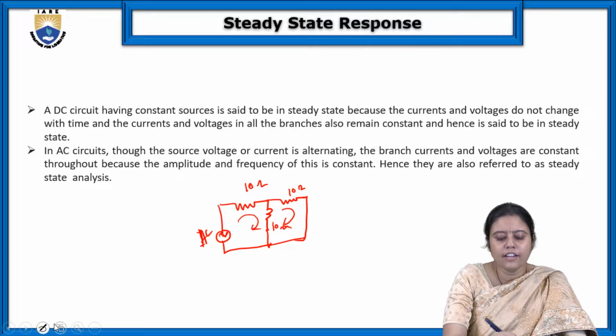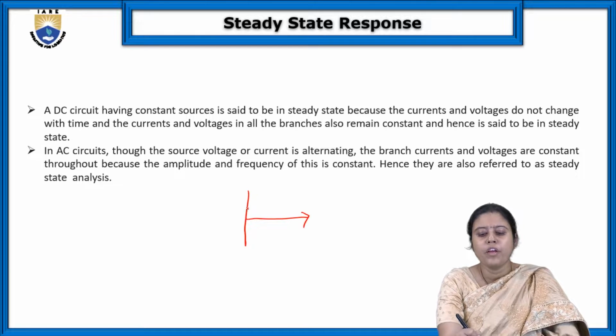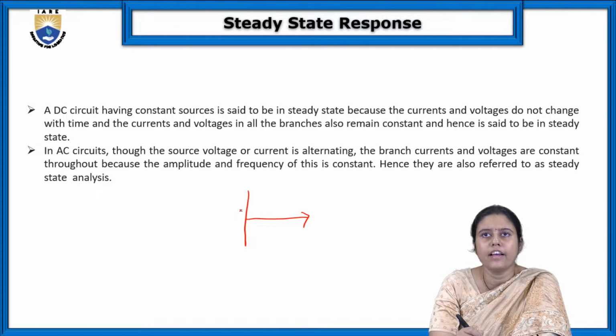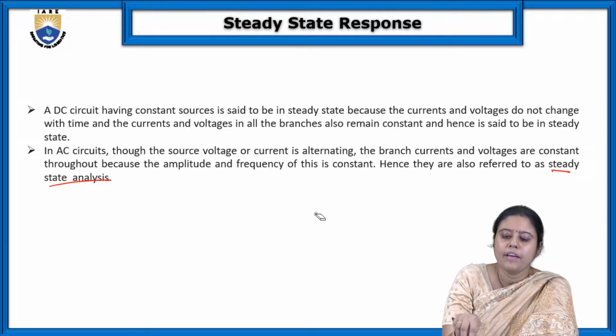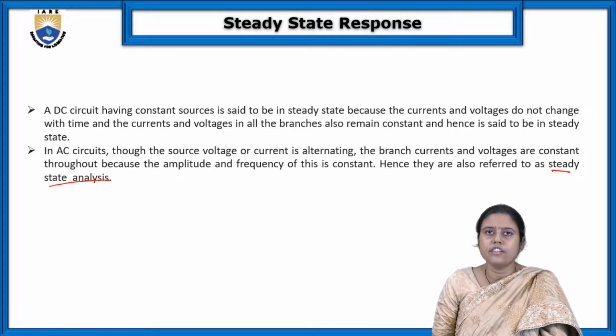In the last class, we drew the phasor diagram. When we draw the phasor diagram, we draw only the amplitude and the phase angle. So this is constant throughout the system. This is also called steady state analysis. The angles are not changing, so it is called the steady state condition.